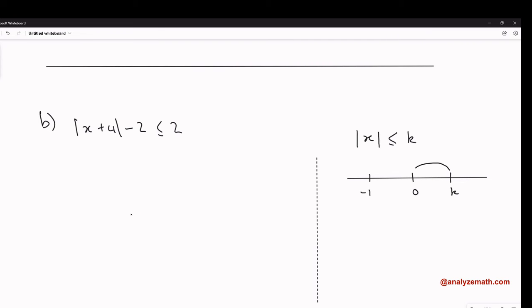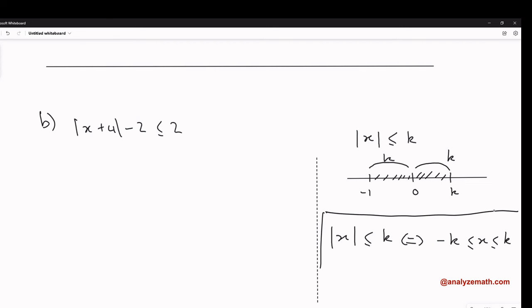This distance here is equal to k, and this distance here is equal to k. We want the absolute value of x, which is the distance from 0 to x, to be less than this distance. So my x must be somewhere here for the positive values of x, and somewhere here for the negative values of x, which means this inequality with absolute value is equivalent to the double inequality. This is the most important thing to understand using the number line.